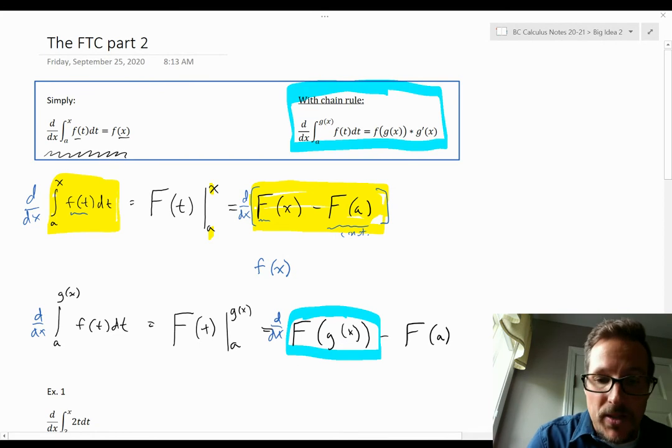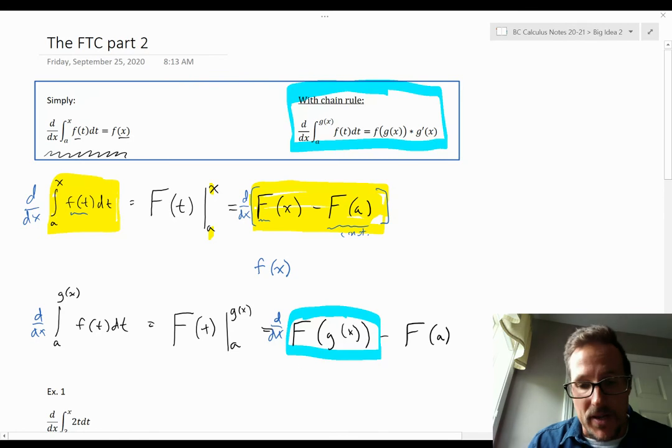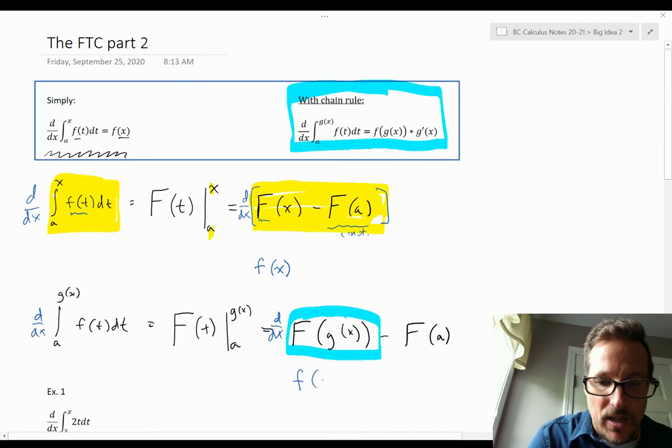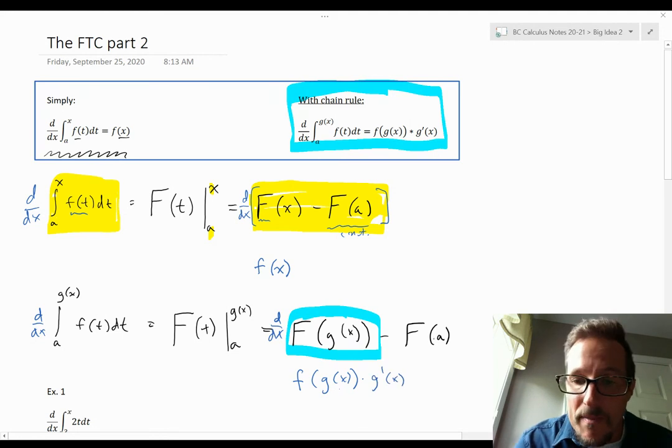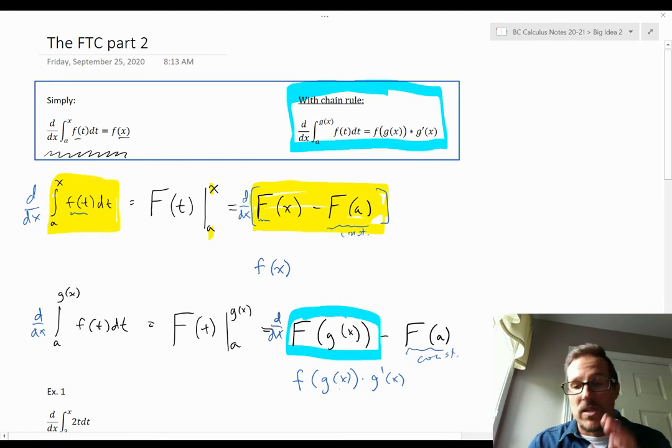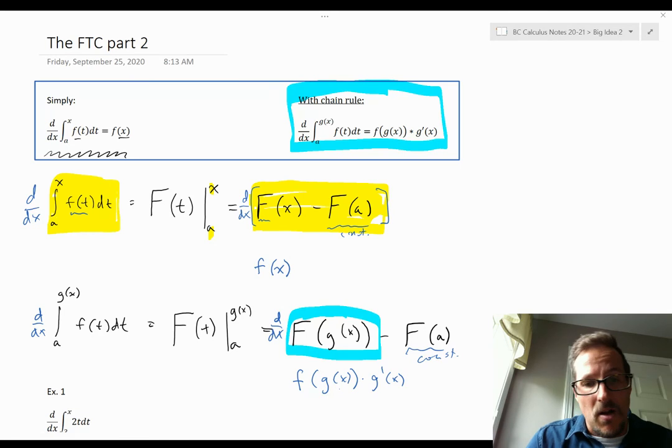So that is going to be the derivative of cap F of g of x, which is little f at g of x. But I've got to multiply by the derivative of the inside function, so g prime of x. And the derivative of cap F at a is, oh, wait a second, that's just a constant. And the derivative of a constant is 0. So that's why the chain rule is applied. It's really applied in all cases, right?